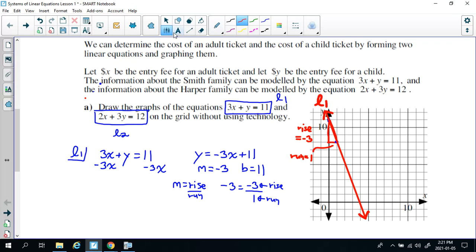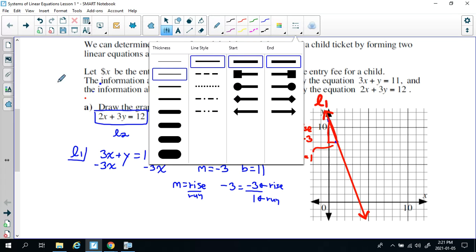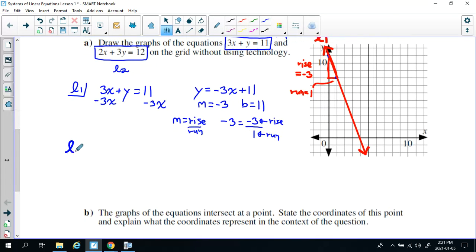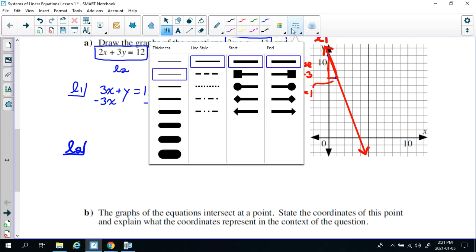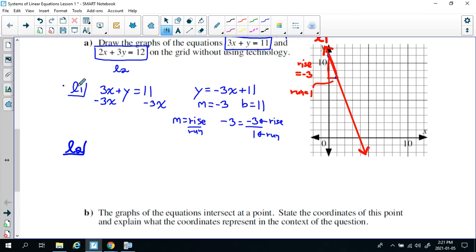Okay, now line 2. So let's go down here. So line 2 has an equation of 2x plus 3y is equal to 12. And let's do the same thing again. Let's get y isolated. So I'm going to subtract 2x from both sides, and then I would have 3y equal to negative 2x plus 12.